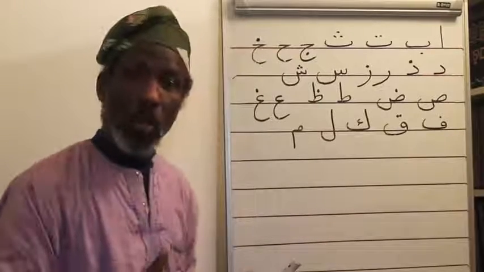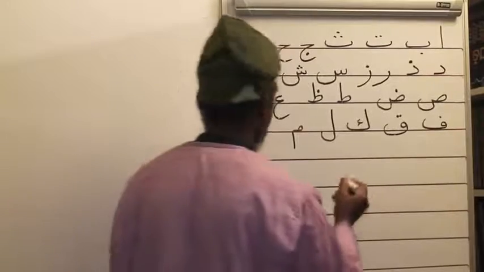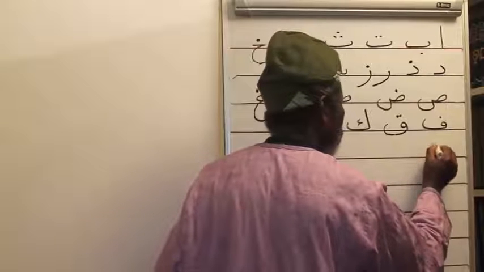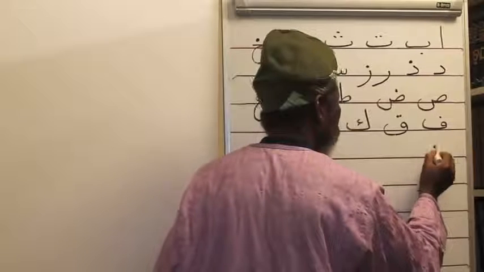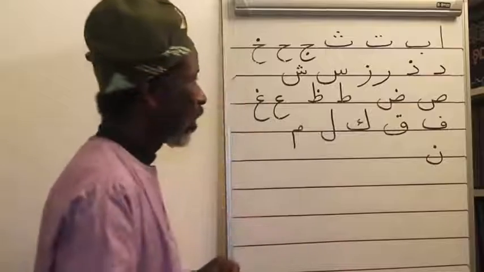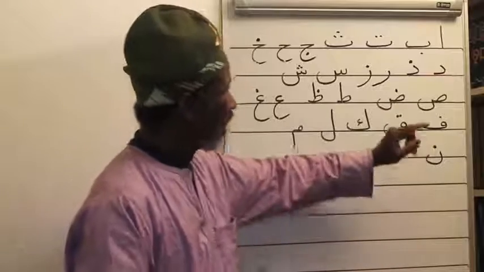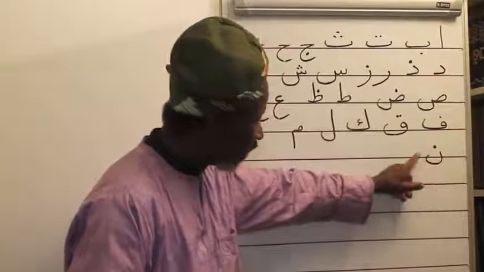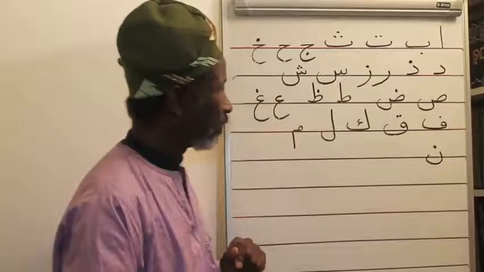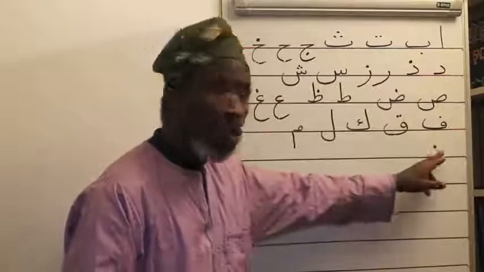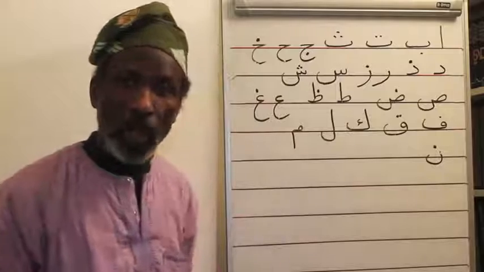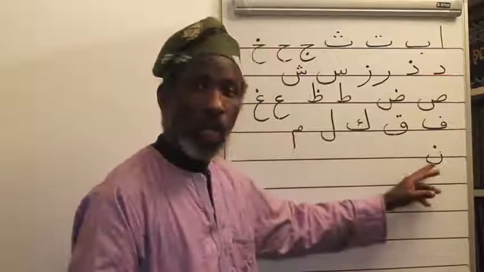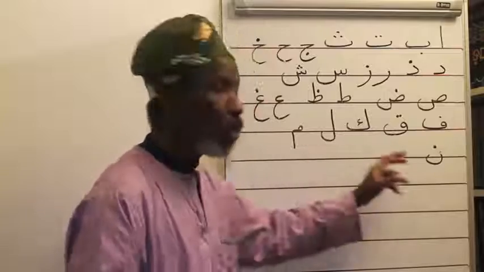Next is Noon, also the only one in the family. Noon. Yeah, Noon, one dot there. It's not like the Ba family because it's deeper and has a dot there. So Noon, like N-O-O-N. So Lam, Mim, Noon.